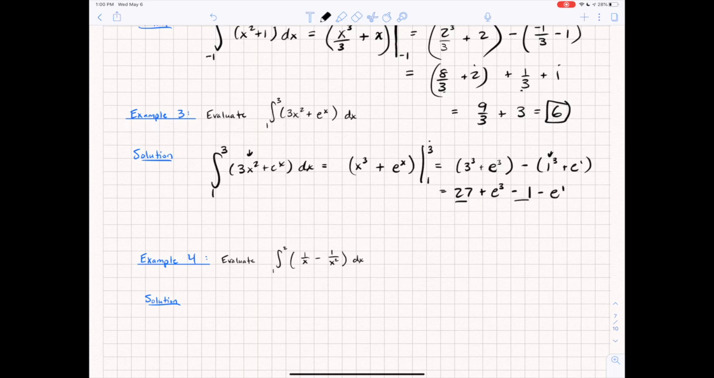So I can simplify the 27 minus 1, so I get 26 plus e to the 3 minus e to the first power. And there's my final. This represents the exact answer. Now we could approximate this if we needed to, but this is perfect. I don't need to do anything else with that.